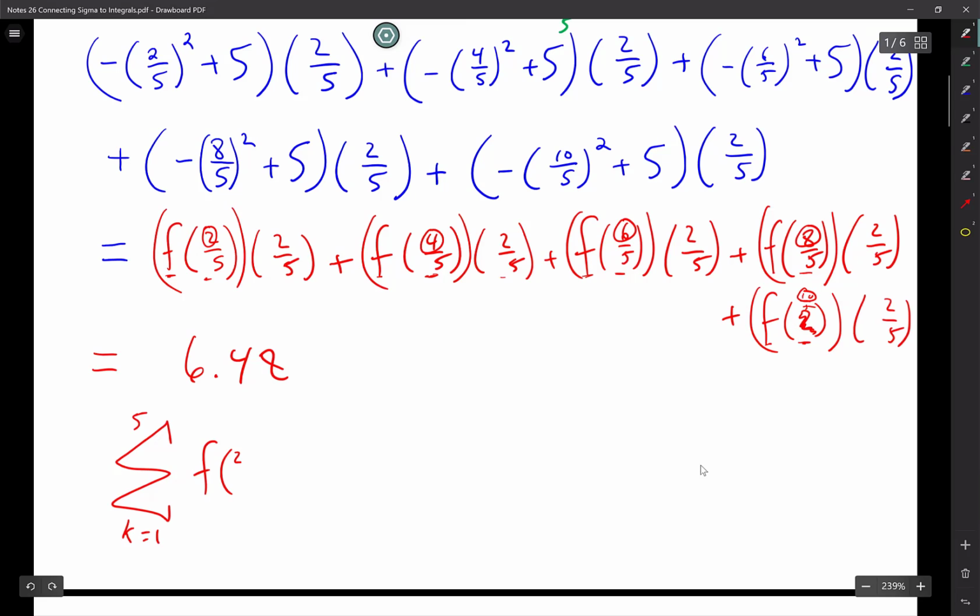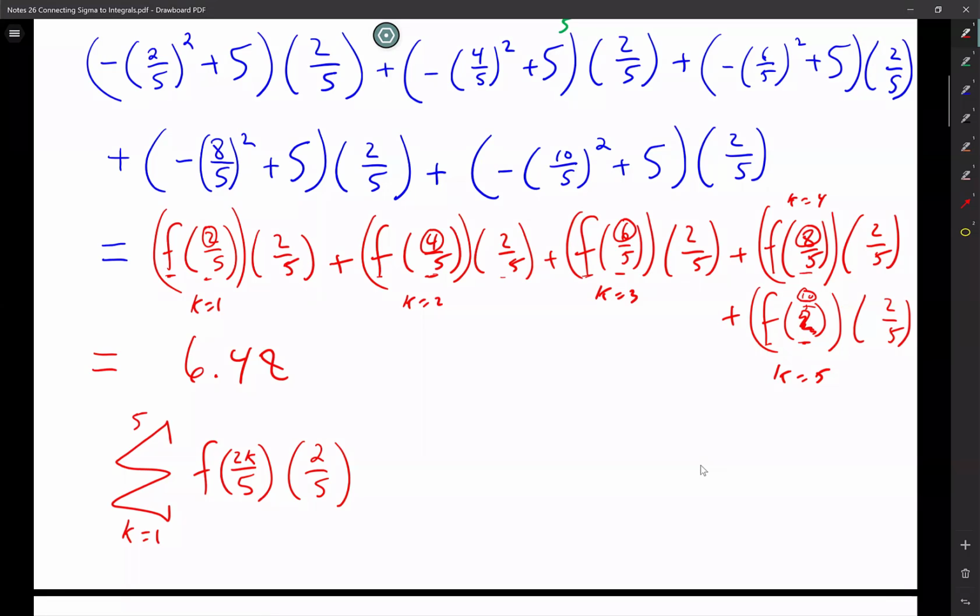So it looks like we can say 2k. 2 times 1 is 2, 2 times 2 is 4, 2 times 3 is 6, 2 times 4 is 8, 2 times 5 is 10. So 2k over 5 will always give me the height. This will give me k equals 1, k equals 2, k equals 3, k equals 4, and then k equals 5. Now I'm missing one thing. Right now I'm just adding up the heights. I've got to multiply all that by what? By 2/5. There it is. We came up with a formula.